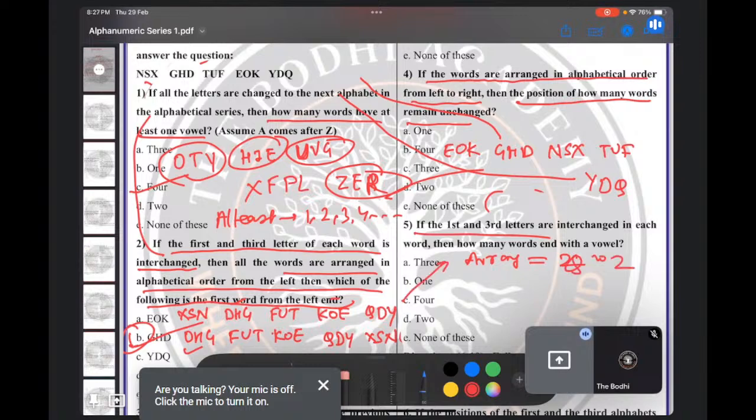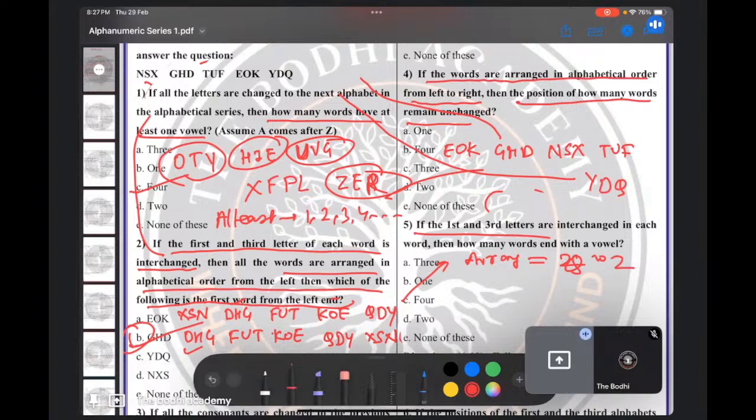How many words end with a vowel? Now, look at the series of question number 2. Only KOE is ending with a vowel. So the answer will be option number B. Only one.